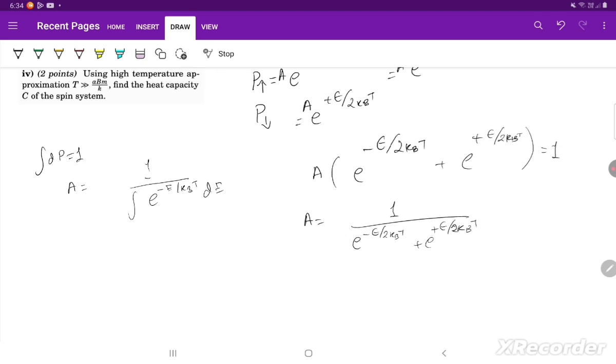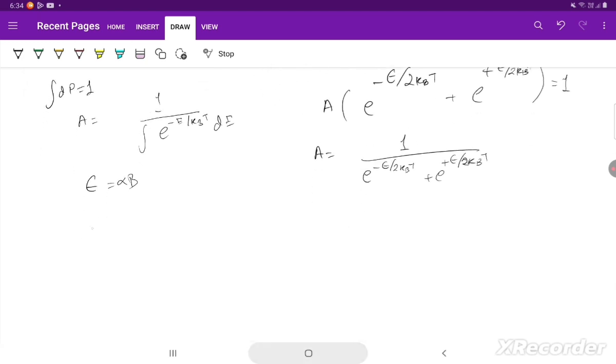But it's already mentioned that epsilon is taken as alpha B. So basically this will come out to be the normalization constant. Now what is the probability of positive direction spin? It will be e to the minus epsilon by 2kBT times the normalization constant, and we will get it to be e to the minus epsilon by 2kBT divided by the sum of the other factors.